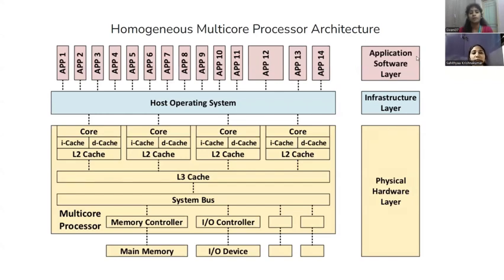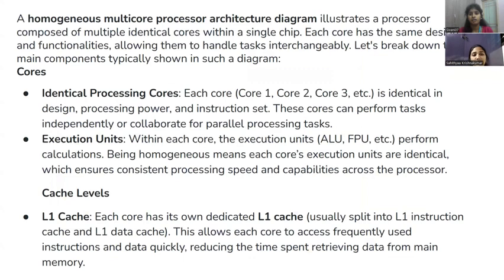Now we will look into the homogeneous multi-core processor architecture. The diagram of a homogeneous multi-core processor illustrates a processor built from multiple identical cores, all within a single chip. So let's walk through the main components you would typically see in such a diagram. The first one is cores. Speaking about the cores, we have the identical processing cores.